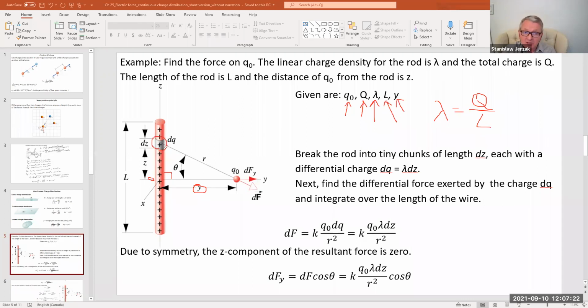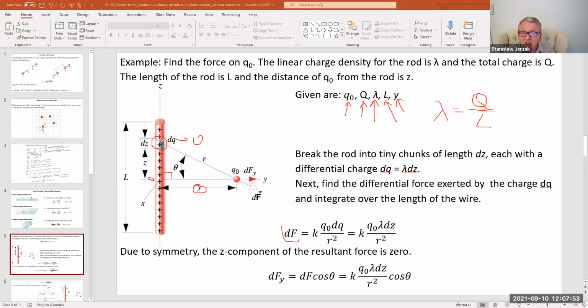So if this amount of charge on that element is dq, then the force exerted on Q0 due to that one element, we will designate by the letters df. Why df? I designate this df because dq is tiny, and remember dq should approach 0, right? Because that's a differential amount of charge. We should make that element as tiny as possible, right?